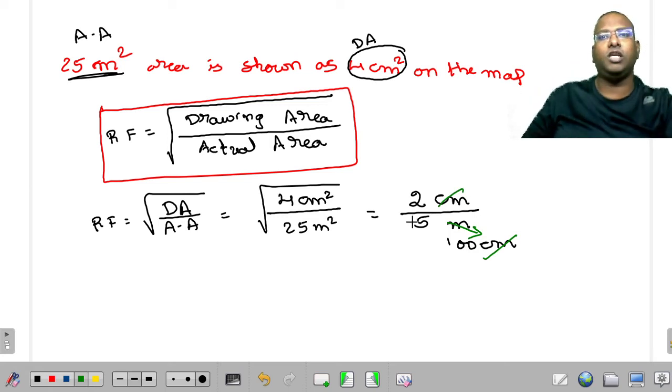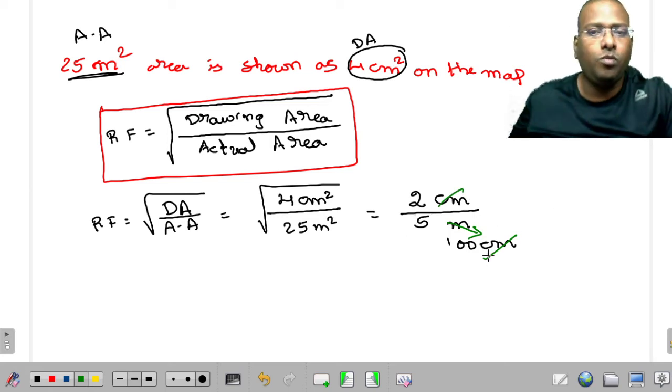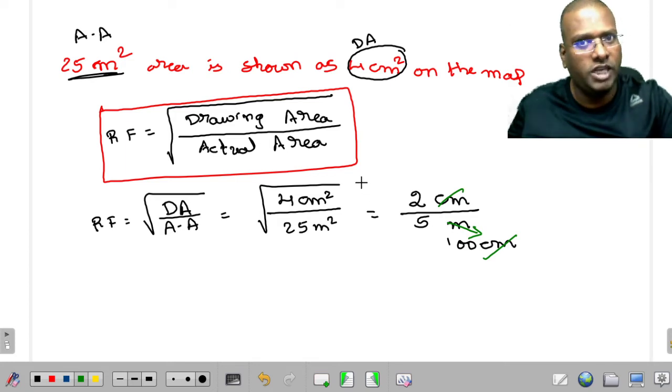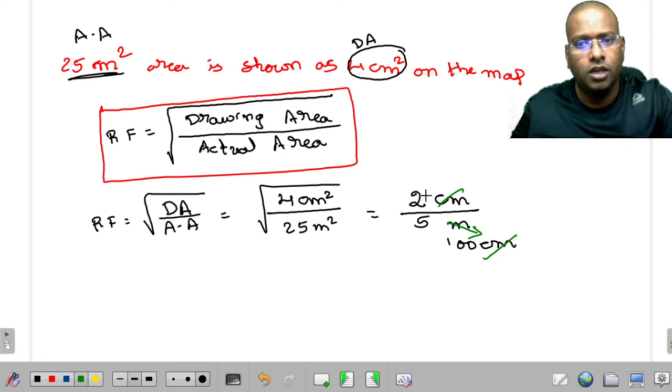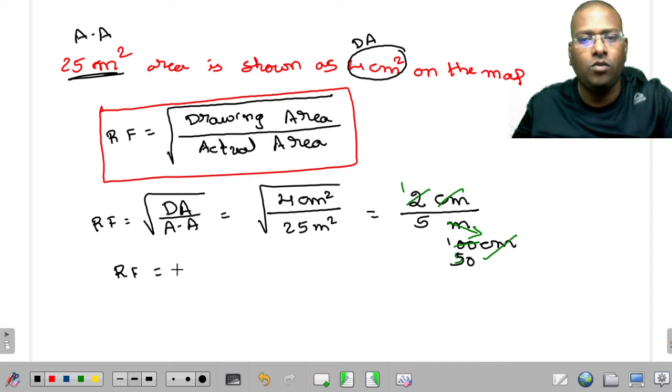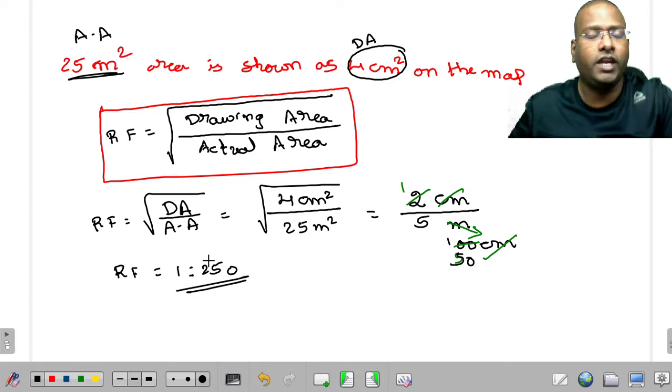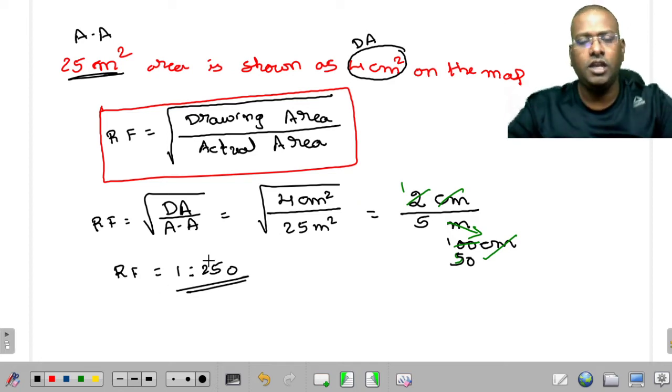Whenever you are finding the representative factor, first we have to bring them to the same unit, cancel the units, and only then can we get the numeric value. Now how much value do we get? 2 ones are 2, 50 fives are 250. Therefore representative factor is equal to 1 is to 250. 50 into 5 is 250. So this is the representative factor for the given information. Good. Sir, this is okay.